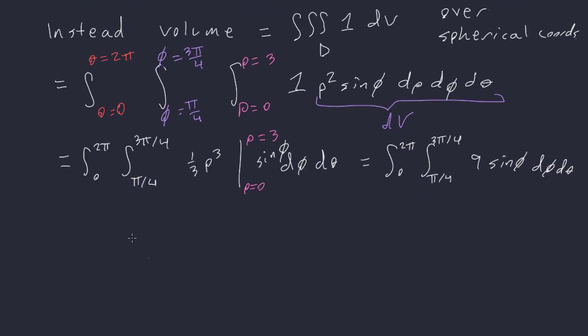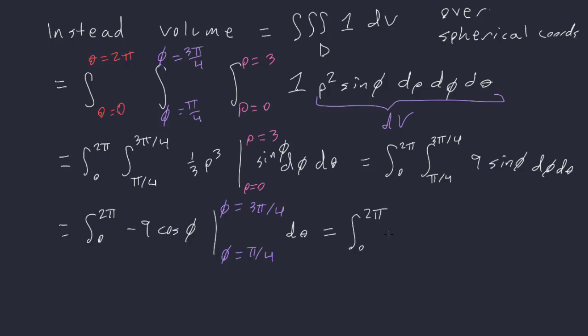Now we're going to integrate with respect to phi, so we get the integral from 0 to 2 pi of negative 9 cosine phi, evaluated from phi equals pi over 4 to 3 pi over 4. Then we have the d theta on the outside. With the fundamental theorem of calculus, I'll have negative 9 cosine of 3 pi over 4 minus a negative 9, so plus 9 cosine of pi over 4, and we'll have a d theta.